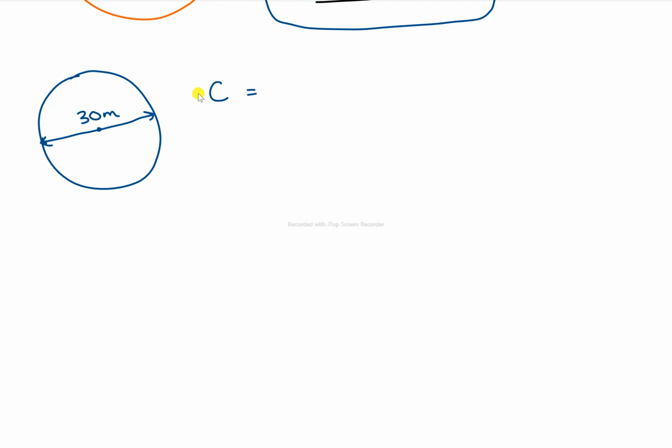Right, here is a circle. I am giving you the diameter. The diameter is 30 meters. Okay. Circumference is, can you remember chocolate, pie, delicious? Now we're going to substitute values in, right? We know pi is what number? 3.142, right? We know the diameter in this case is 30 meters.